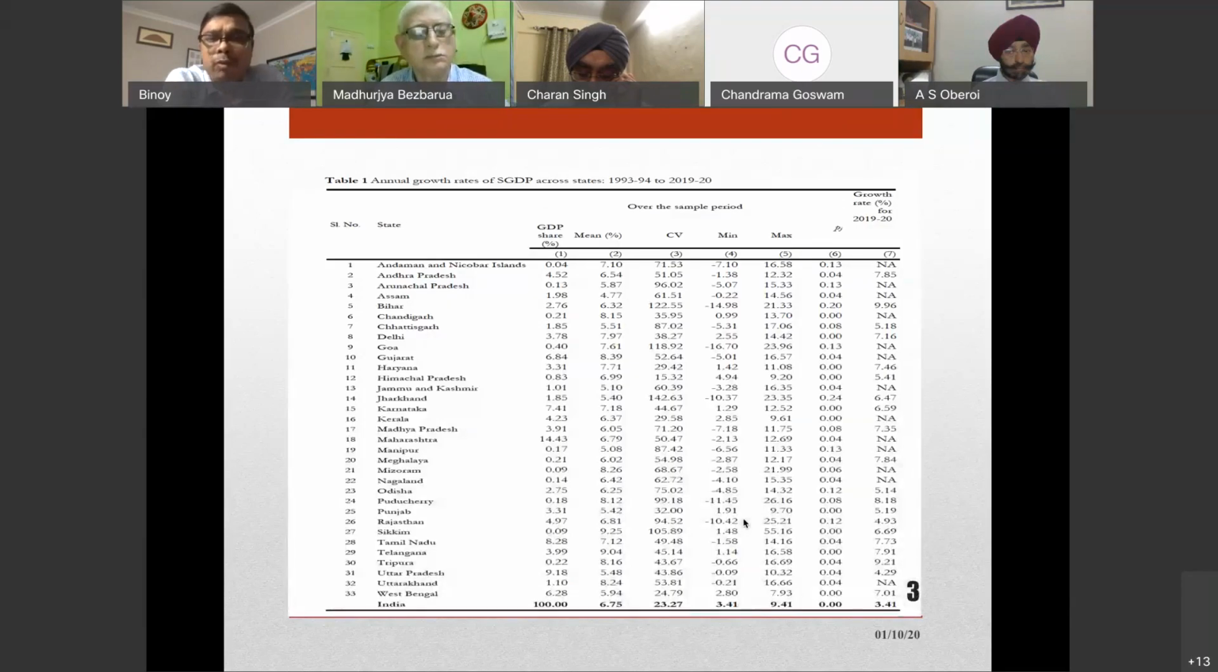First, the annual growth rates of state gross domestic product. There are a lot of numbers. Please, don't try to read these numbers. I will sum up the main points in the subsequent slides.